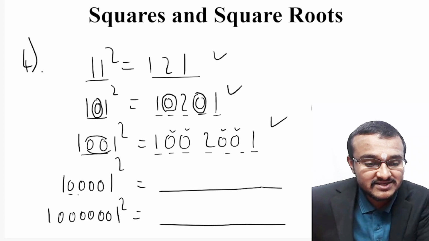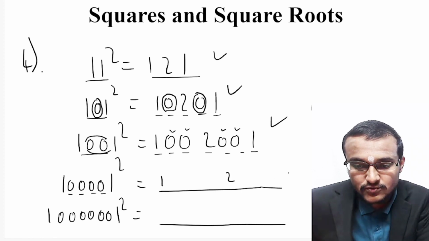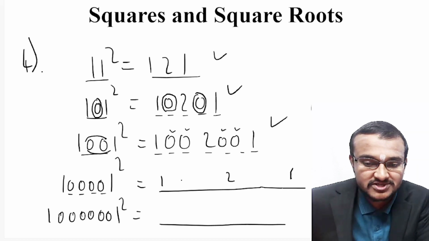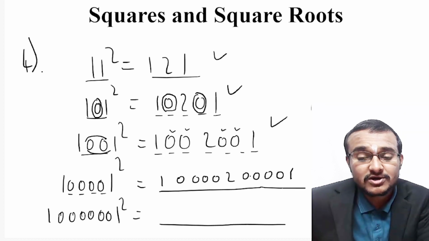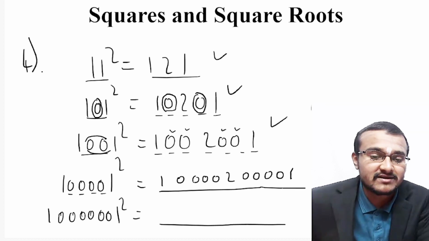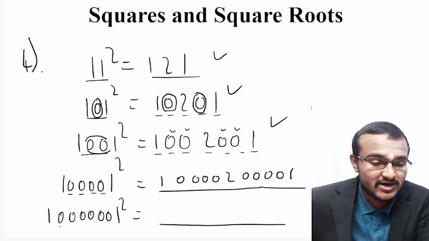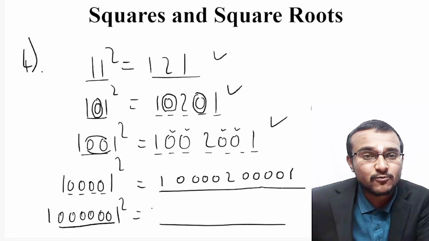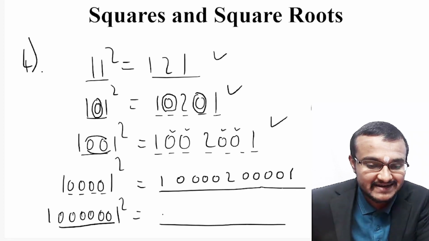So here you can see 1, 2, 3, 4 zeros are there. That means if you write 1, 2, 1, there should be 4 zeros in between 1 and 2, and 4 zeros between 2 and 1. So 1, 0, 0, 0, 0, 2, 0, 0, 0, 0, 1 is the answer for 1, 4 zeros, 1 squared. Similarly, here you have 1, 6 zeros, 1 squared. If you want to find the answer for this big number, you can just follow this pattern and this logic and get the answer.